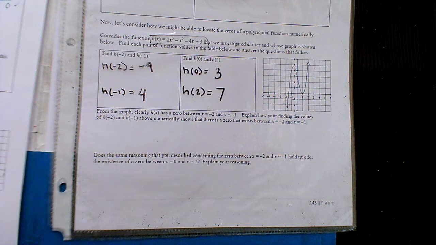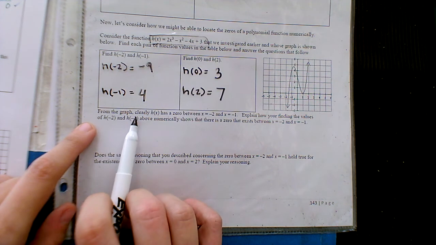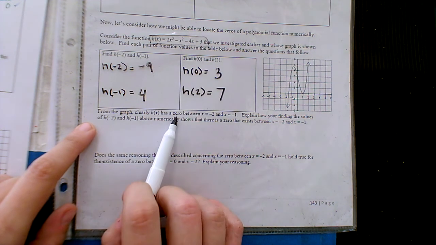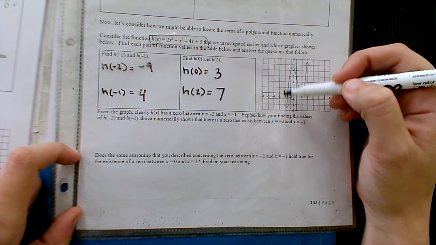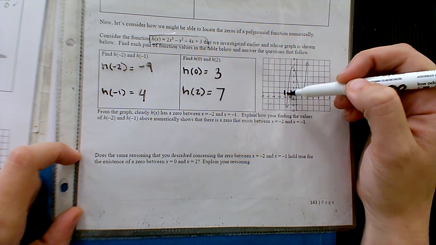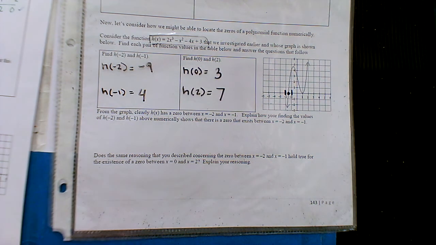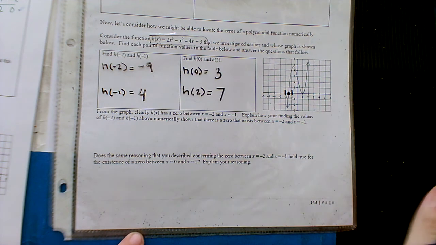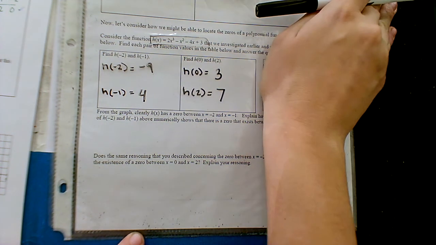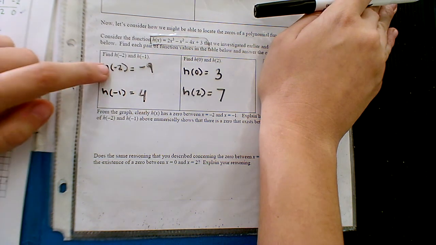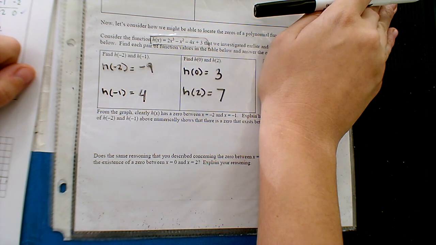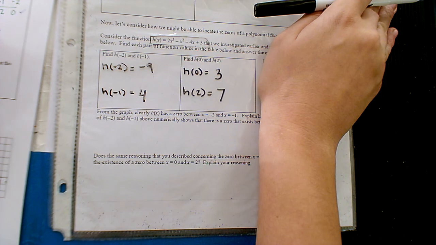They're listed at the bottom of the page. So take a look at the first one. From the graph, clearly there's an x-intercept between -2 and -1. So here's -2, here's -1, there's the x-intercept. We can see that based off the picture. But I'm curious, if we were to take the picture away, how do these numbers still confirm that there's an x-intercept between -2 and -1? How can we use the numbers instead of the graph?